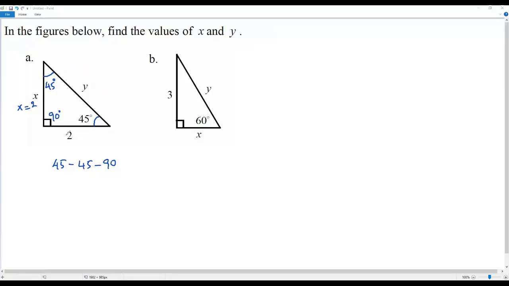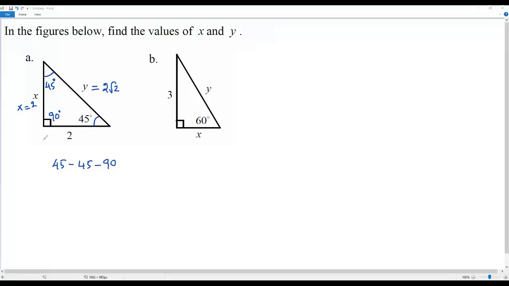So the length of this side or this side, both of them being the same, has to be multiplied by square root of 2 to get the length of the hypotenuse. The hypotenuse is the side which is opposite to the 90 degree angle, the right angle. Here y represents the hypotenuse. So the length of the hypotenuse y equals 2 times square root of 2. So in part A, I got x equals 2 and y equals 2 times square root of 2.